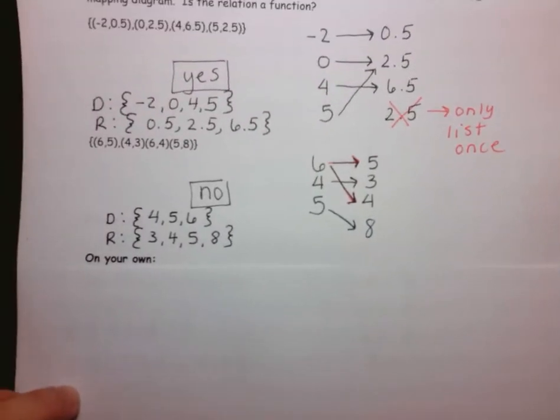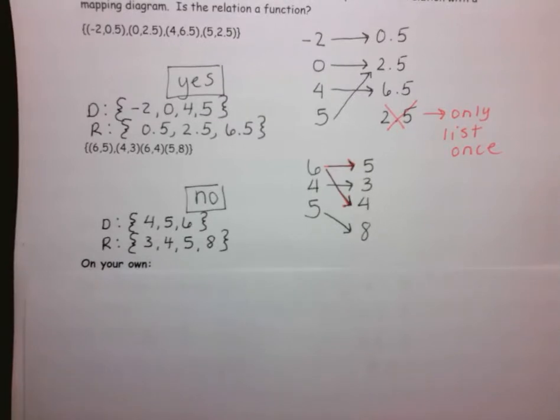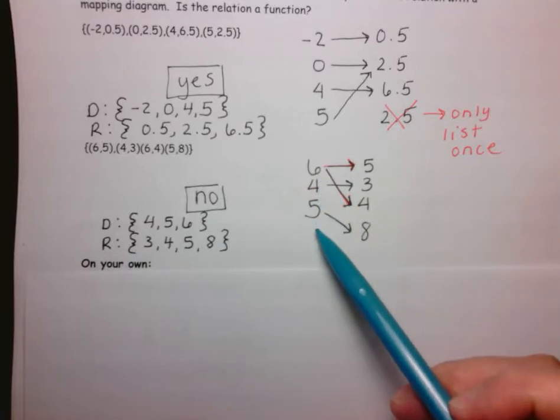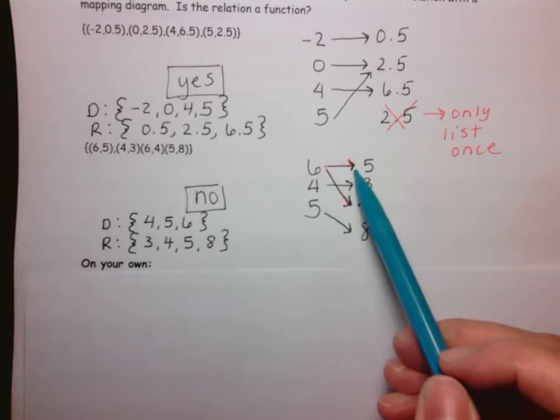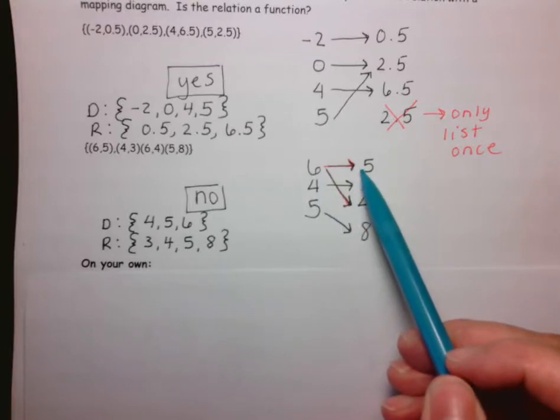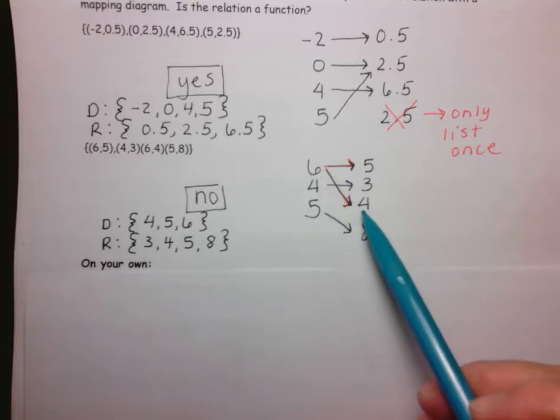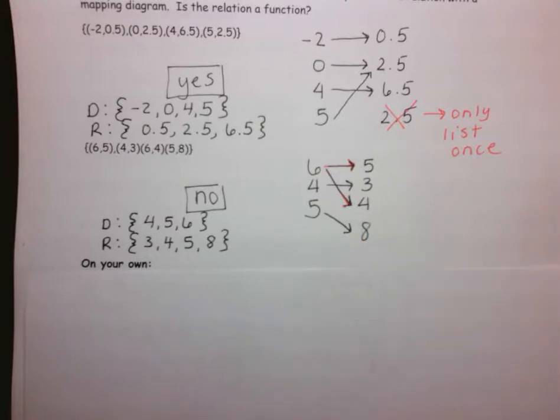Okay, let's look at the next example. Is this a function? No, because when I list all my domain values and then I list all of my range values and I map it, what happens with this 6? I input 6 and I get 5, but then wait a second. I input 6 and then get 4. No, that's not a function.